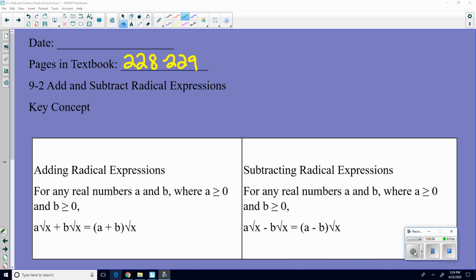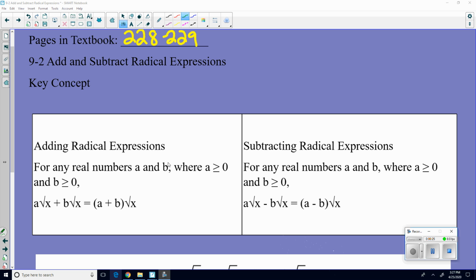All, today we are going to add and subtract radical expressions, and it kind of works like using like terms, where the variables and the radicals have to be similar in order to combine them. So this should be something that we should be able to take on and be able to do. So we are going to add and subtract radical expressions.